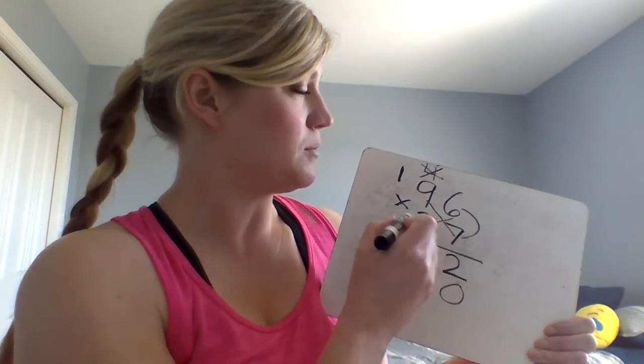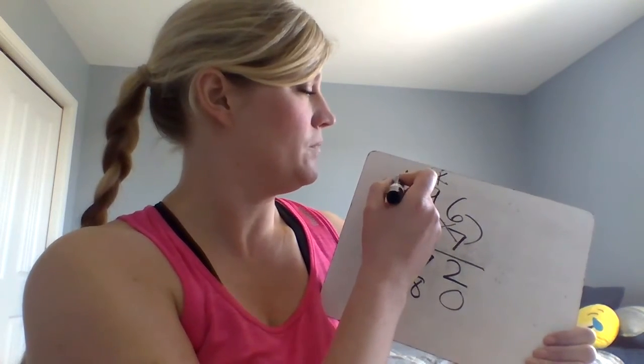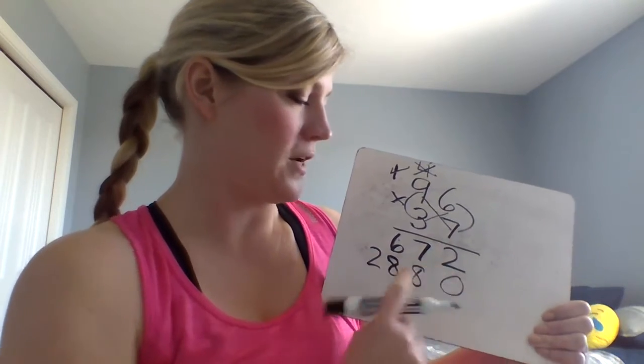Then I last multiply tens by tens, 3 times 9. 3 times 9 is 27, plus one more. Check that off. 27, 28, 2, 8. 2800s, right, is 2000s and 800s.